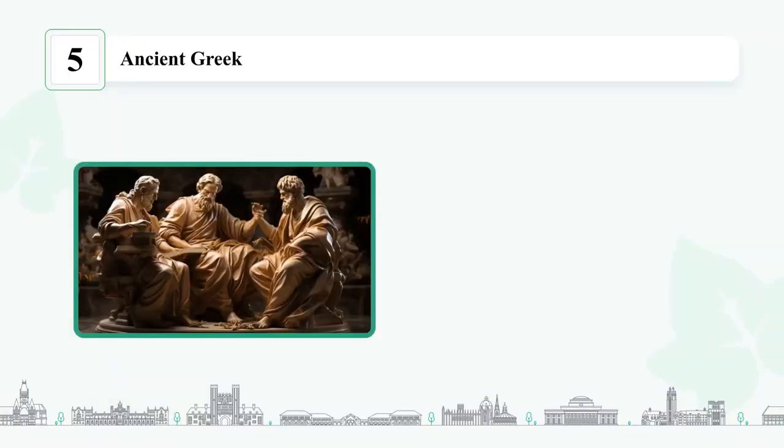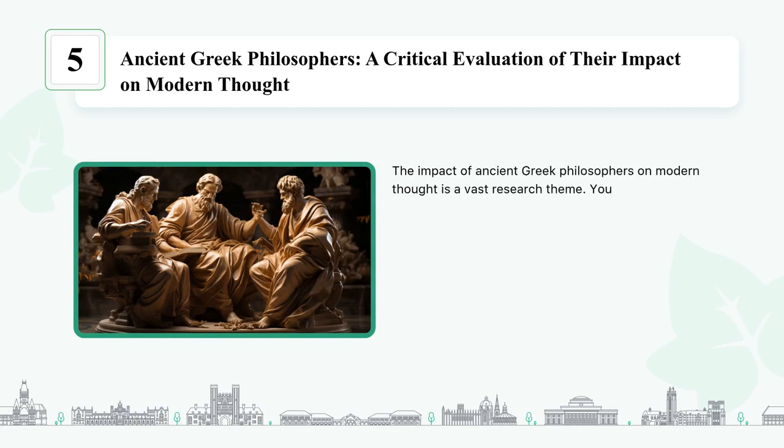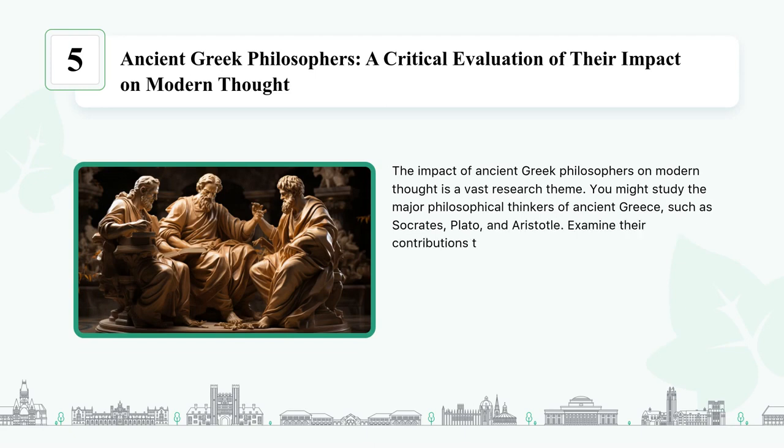Ancient Greek Philosophers, a critical evaluation of their impact on modern thought. The impact of ancient Greek philosophers on modern thought is a vast research theme. You might study the major philosophical thinkers of ancient Greece, such as Socrates, Plato, and Aristotle. Examine their contributions to metaphysics, epistemology, ethics, and political philosophy.